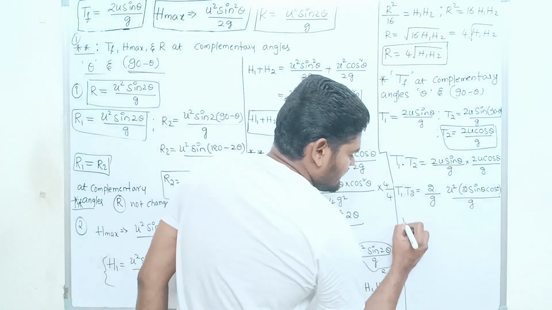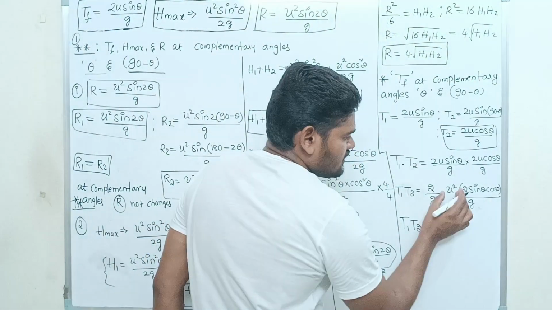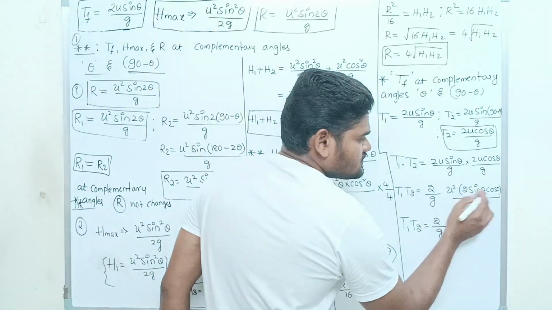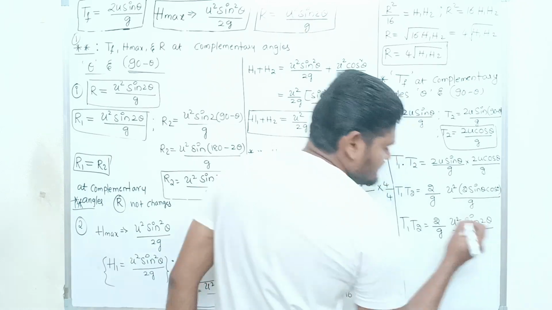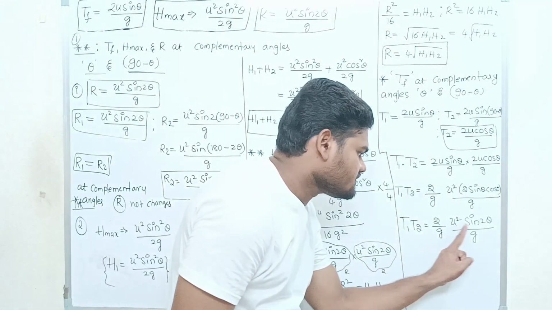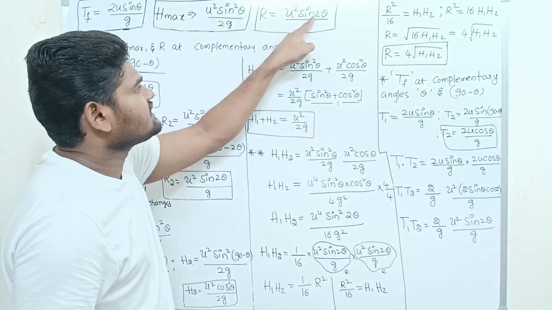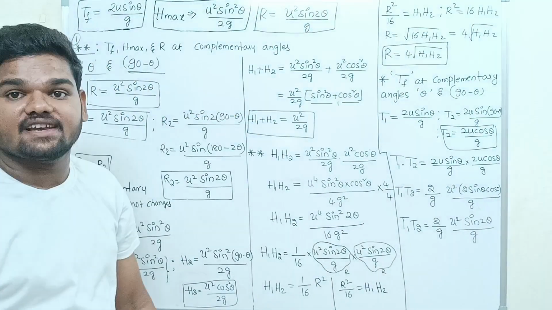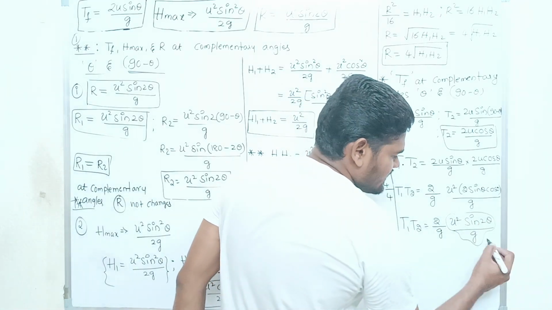That's it. So T1 T2 is equal to 2 by g into u square 2 sin theta cos theta, sin 2 theta divided by g. Okay, so u square sin 2 theta by g. What is u square sin 2 theta by g? Range. So simply it becomes the formula of range.